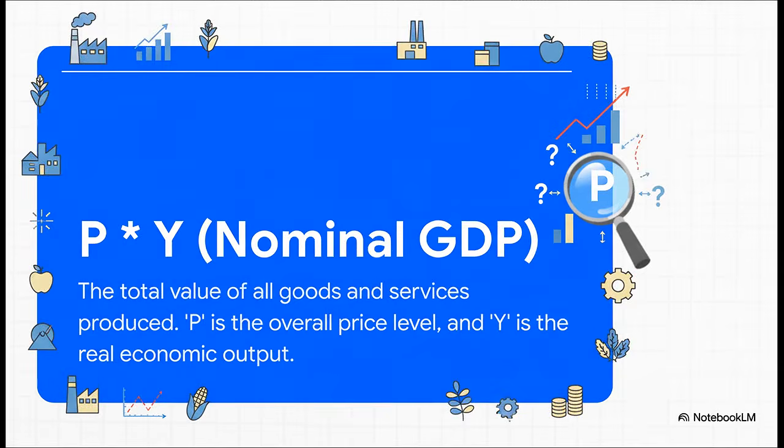Now let's look at the other side of the equation, P times Y. Together, they give us the nominal GDP, which is just a fancy way of saying the total dollar value of everything a country makes and sells. It's made of two parts, P, which is the overall price level of everything, and Y, which is the real economic output, the actual stuff we produce and the services we provide.